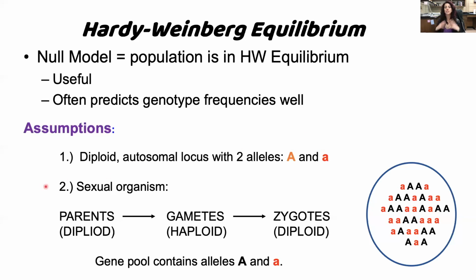Number two, we're dealing with a sexual organism. Okay, so not all organisms are sexual. There are some asexual things. So what I said before about this applying to all populations, okay, there are some restrictions. We have this basic schema here where the parents are diploid, meaning we have two copies of the genome. They produce individually their own gametes, which are haploid, containing one copy of the genome. They then pair up to form the zygote, which is a diploid organism, again, containing two copies. The gene pool contains two alleles, big A and little a.